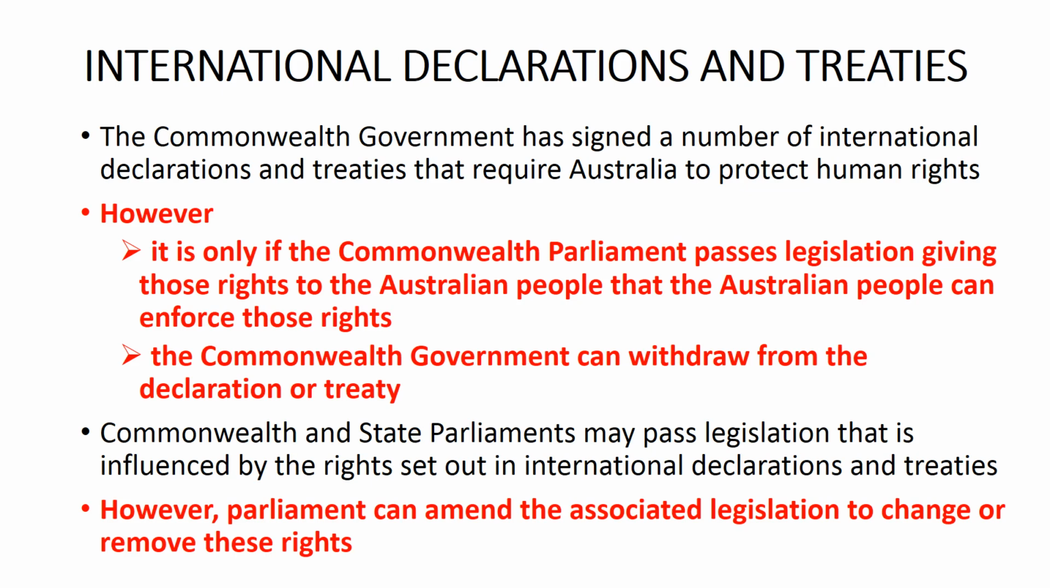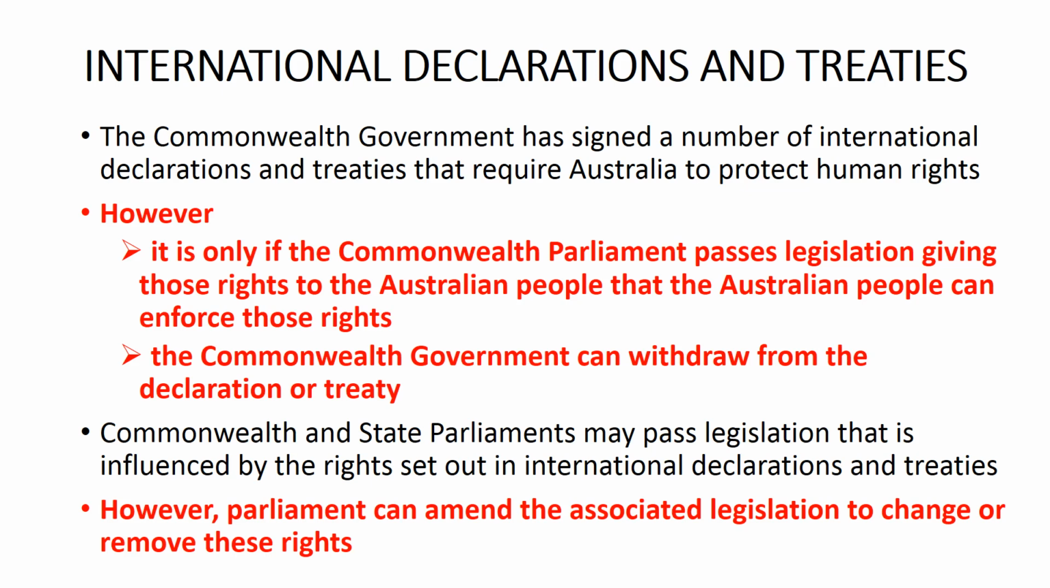But the fact that the Commonwealth Government has signed a declaration or treaty doesn't necessarily mean that those rights will be given to the Australian people, or that even if they are given to the Australian people, that they won't subsequently be taken away. Remember, it's only if the Commonwealth Parliament passes legislation that gives effect to the rights set out in an international declaration or treaty that the Australian people will be able to enjoy and enforce those rights as part of Australian law.